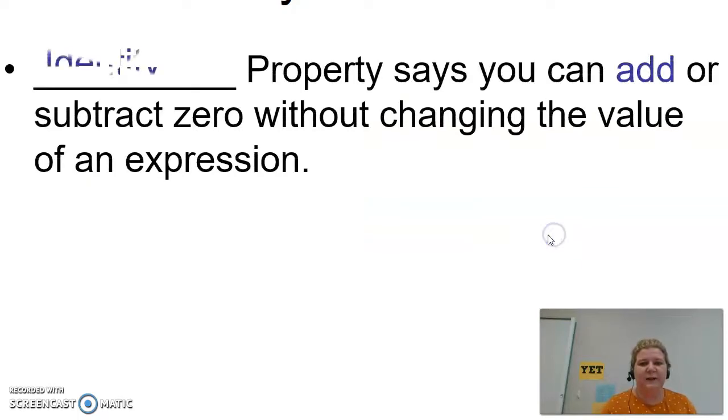We've already talked about the identity property. It says that you can add or subtract 0 without changing the value. So when we were adding integers, we often took away the zeros. Today, we will probably be adding some zeros so that we can perform our subtraction. So, let's get into that.